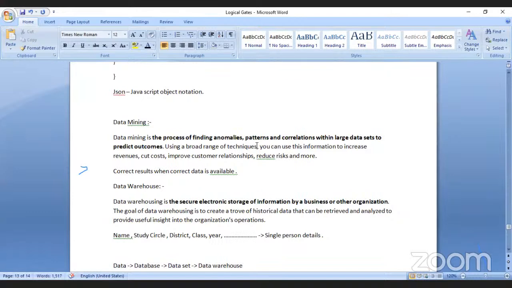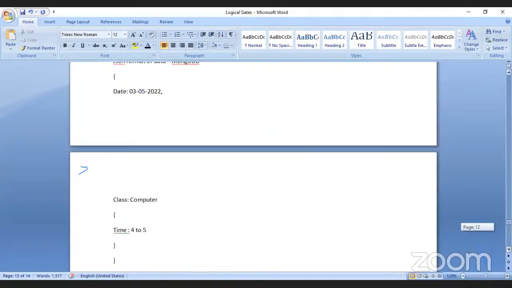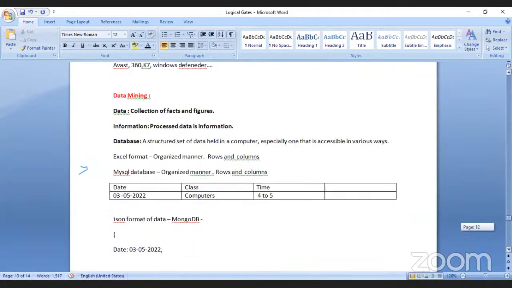Not only in IT, many industries are using data mining, with a broad range of techniques. You can use the information to increase revenues, reduce costs, improve customer relationships, reduce risk and more. So this is the complete information about data mining.